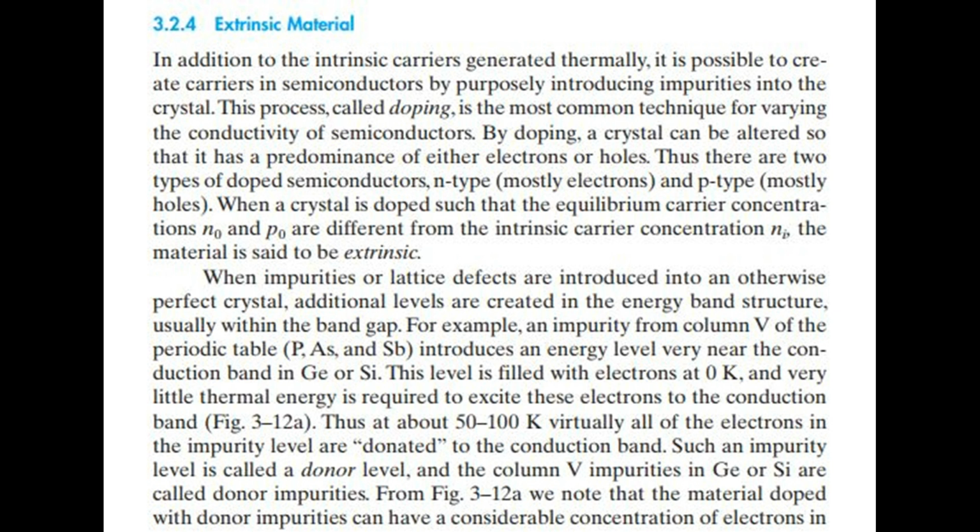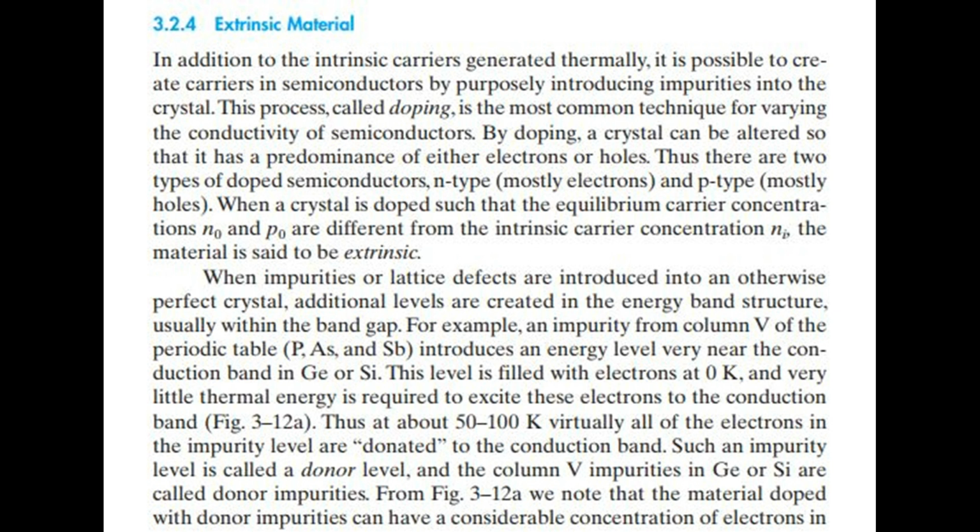When a crystal is doped such that the equilibrium carrier concentrations n0 and p0 are different from the intrinsic carrier concentration ni, the material is said to be extrinsic. When impurities or lattice defects are introduced into an otherwise perfect crystal, additional levels are created in the energy band structure, usually within the band gap. For example, an impurity from column V of the periodic table, phosphorus, arsenic, and antimony, introduces an energy level very near the conduction band in germanium or silicon.